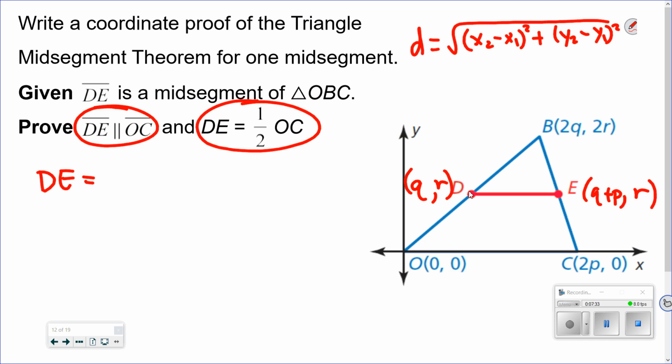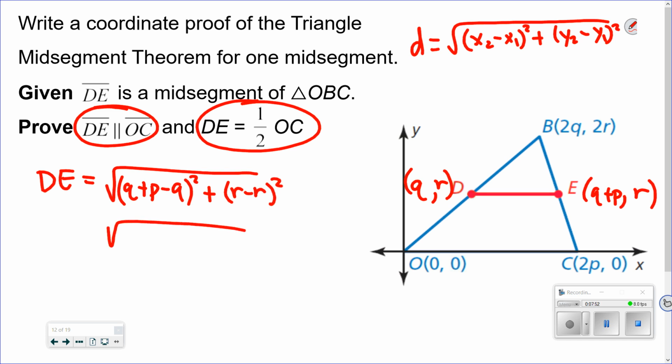I'm going to take the square root of, subtract my 2 x's, so I've got q plus p minus q, and square that, plus, subtract the 2 y's and square it, r minus r squared. So I end up with the square root of, q minus q cancels out, so all I'm left with is p squared, and r minus r is 0, so 0 squared is 0. So I end up with the square root of p squared, which is just equal to p. That's the distance of DE.